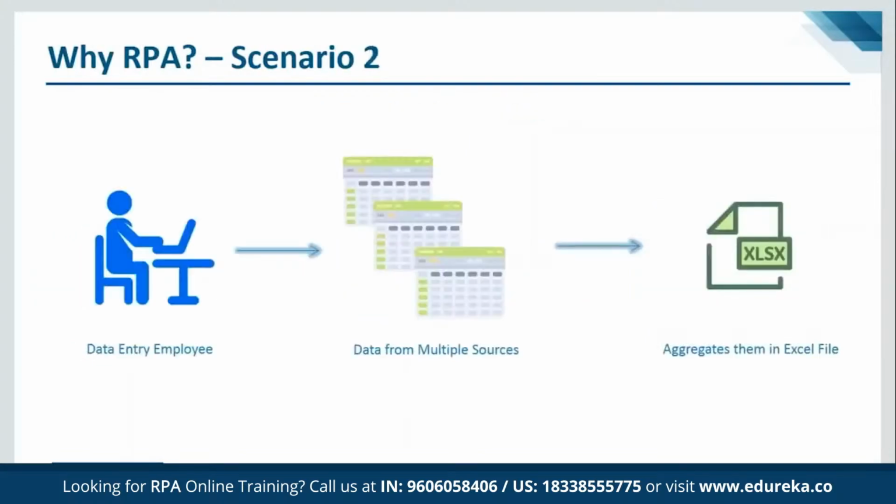All right, let's take another example: a data entry employee. The typical job of a data entry employee is to take data from multiple sources and aggregate it inside one file. This employee would follow the same steps each and every day, for each and every iteration, and then save it inside one file. So he's doing the same steps every day and getting his job done.